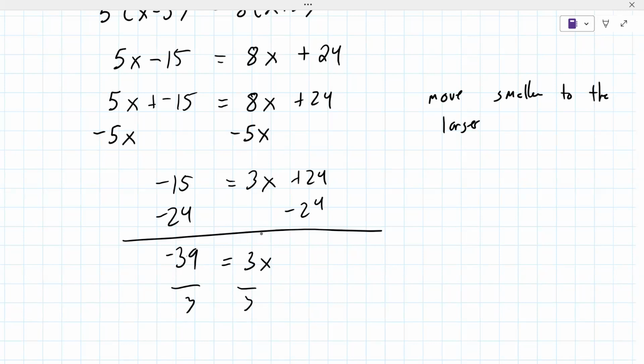So 3x, and negative 39 divided by 3. Negative 13 equals x, I assume. That's negative 13. Negative 13 equals x. Okay. This is for 18. Negative 13. Okay.